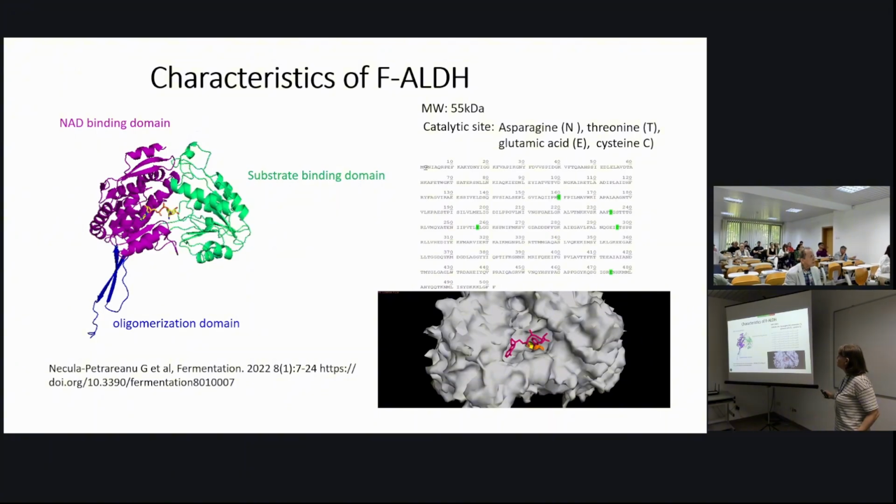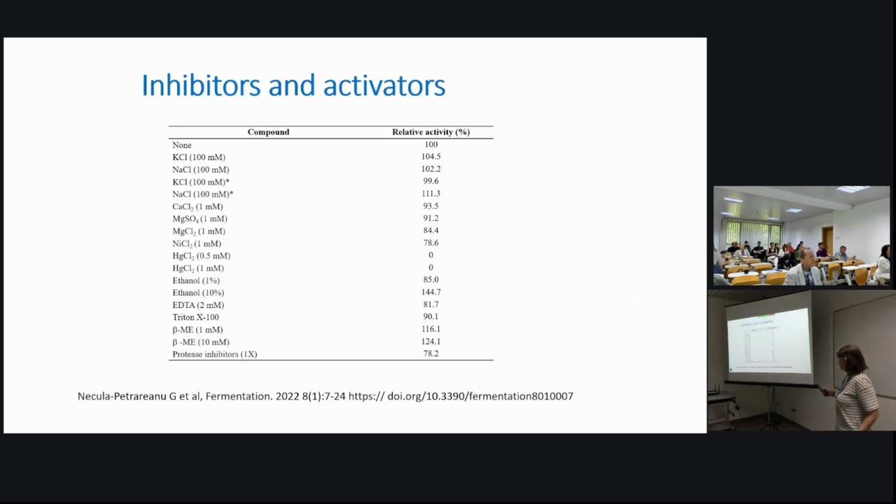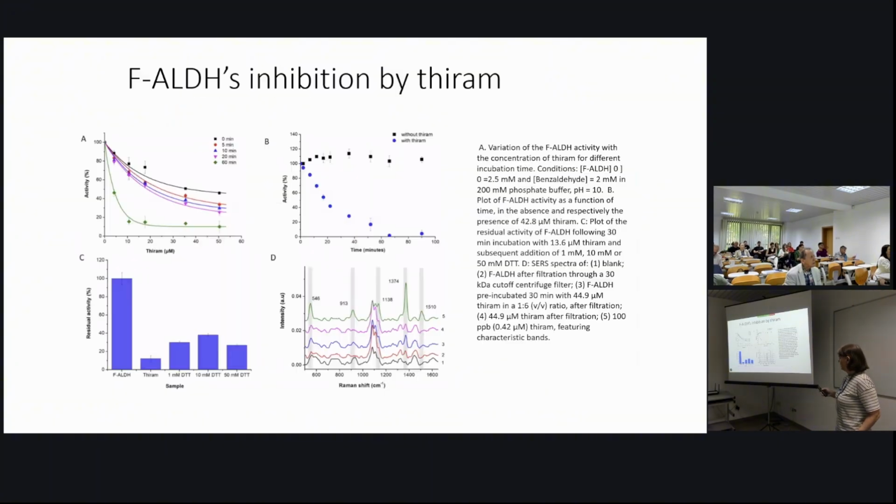It's an enzyme of 55 kilodaltons. It has a substrate binding domain, a cofactor binding domain, and an oligomerization domain. It was characterized in detail, as I mentioned, regarding the kinetic parameters, and also some inhibitors and activators were screened. And this includes some heavy metals, which are active inhibitors.